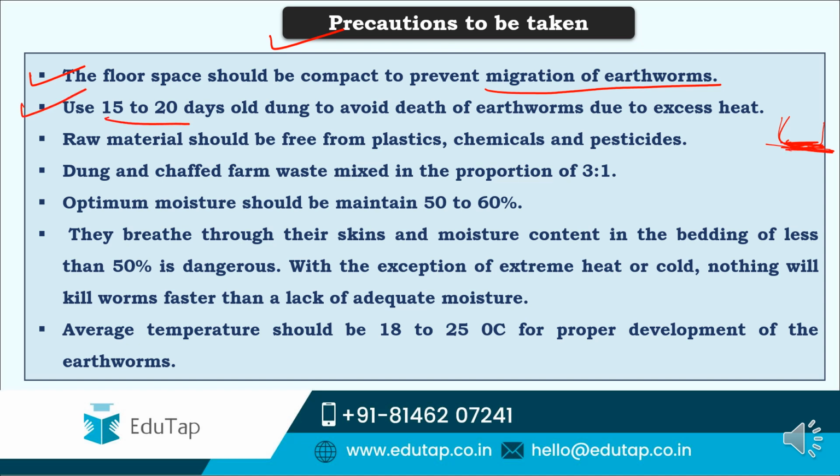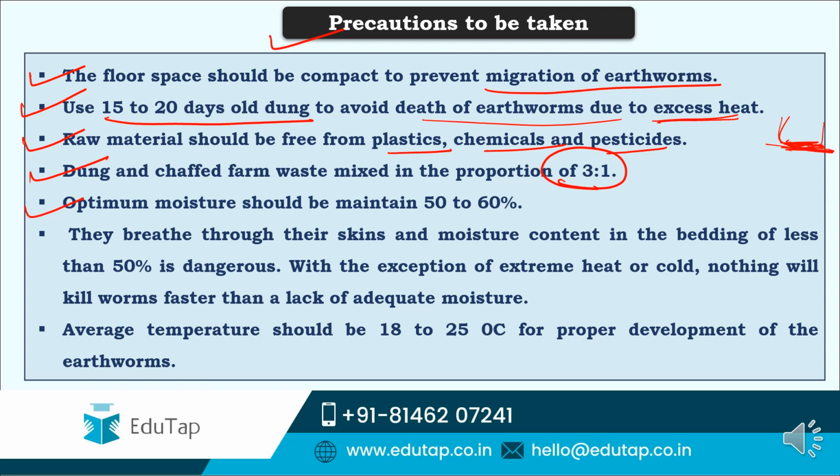Use 15 to 20 days old dung to avoid death of earthworms due to excess heat. Always pre-digested cattle dung needs to be added to the compost material. Otherwise, the earthworms might die because of the excess heat that it releases while it gets digested. Raw material should be free from plastics, chemicals, and pesticides. Dung and shaft farm waste should be mixed in the proportion of 3:1.